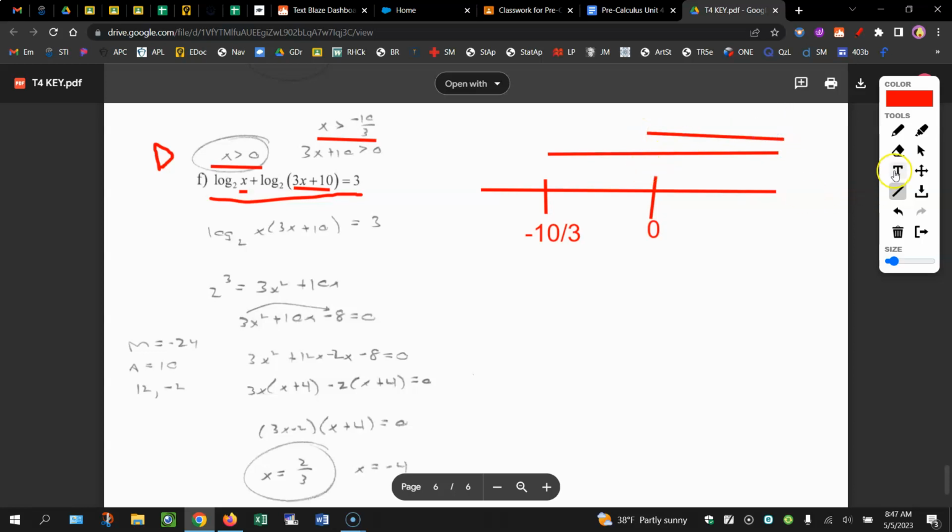So the domain is just going to be this part here, greater than 0. You're always going to take the larger of the two numbers. So your domain for this equation is going to be x is greater than 0.